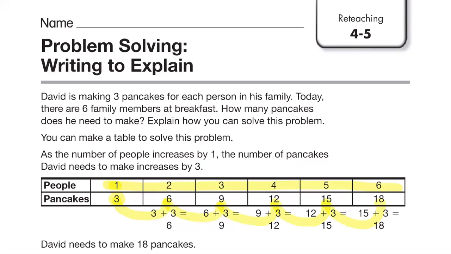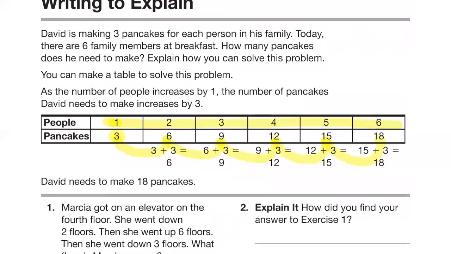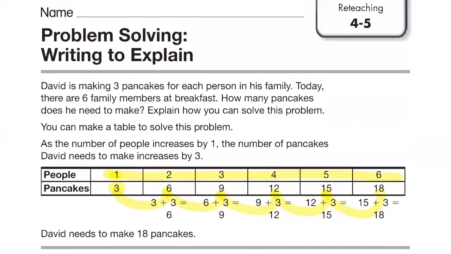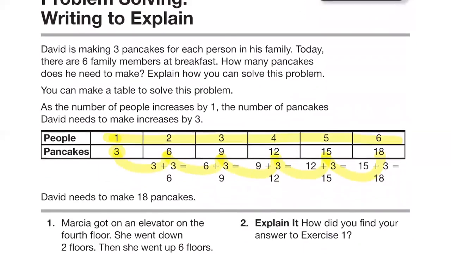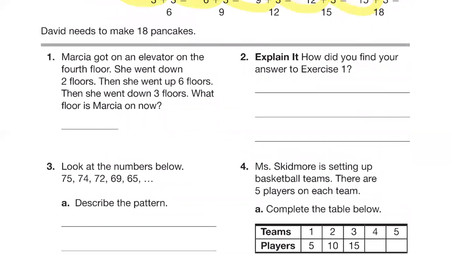But that's not what we're looking for you to do. I want you to be able to write the steps that it took for you to find that answer. Let's look at number 1. Marcia got on an elevator on the 4th floor. She went down 2 floors, then went up 6 floors. Then she went down 3 floors. What floor is she on now?